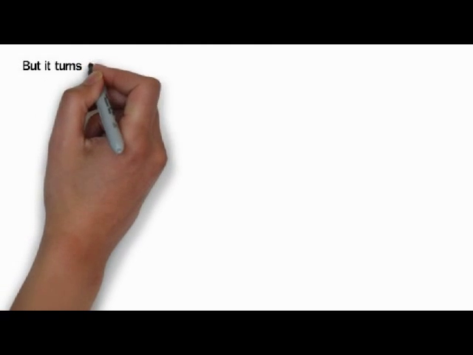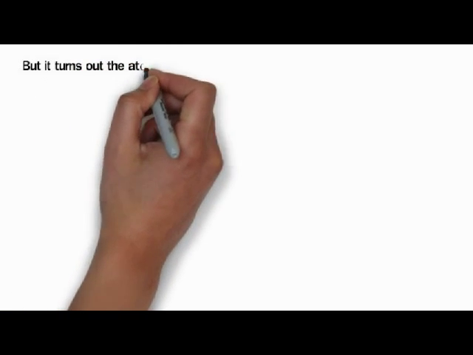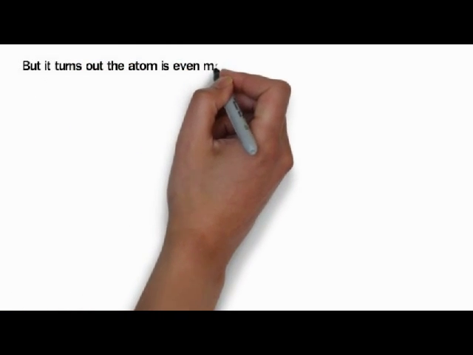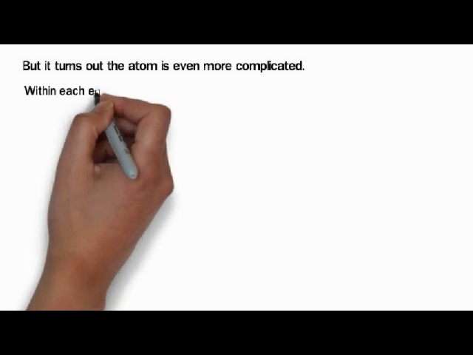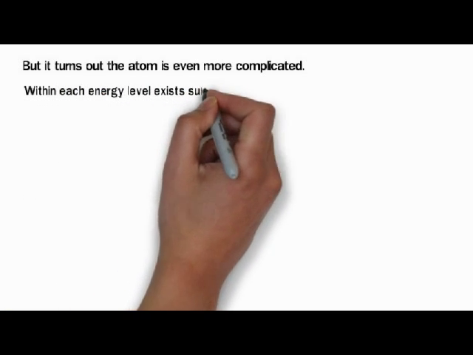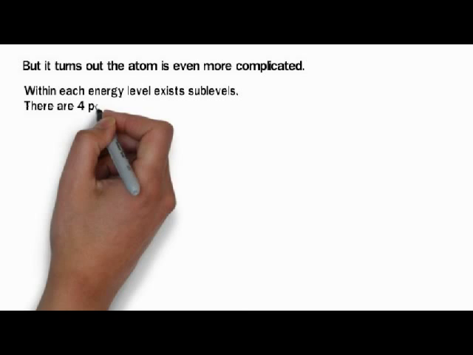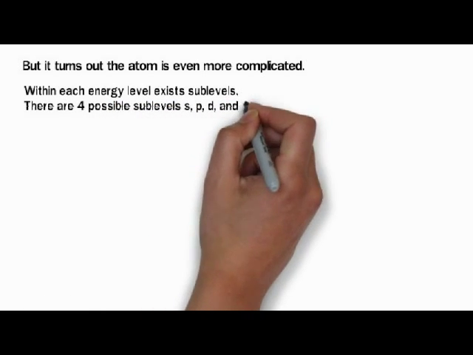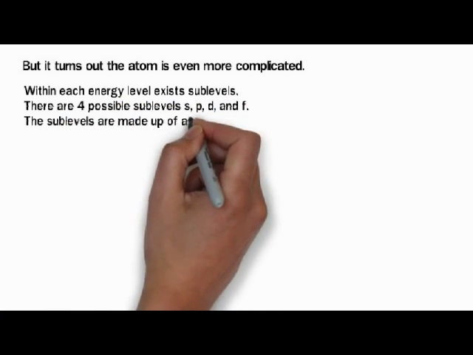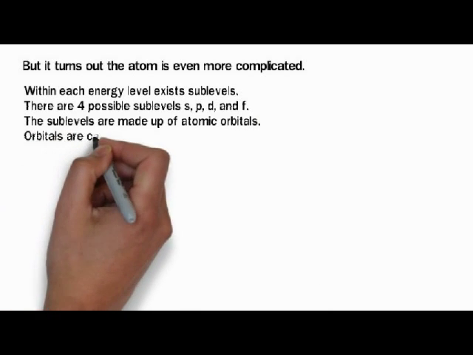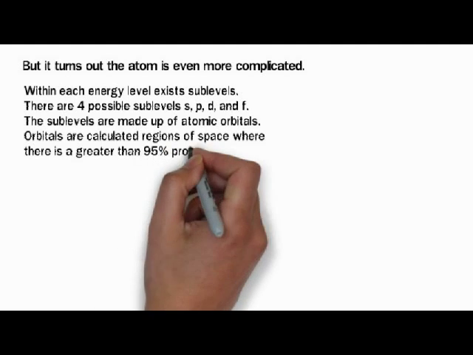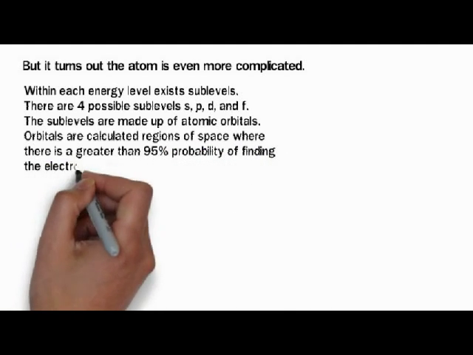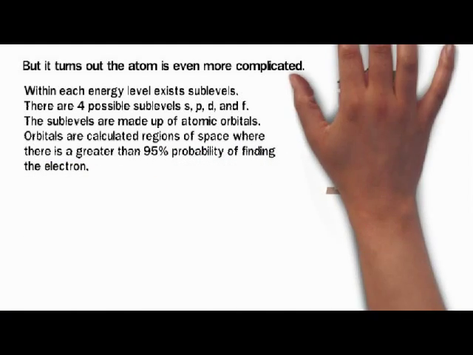This started to explain the radiation that came from the light, but it turns out the atom is even more complicated than just 7 distinct energy levels. Within each energy level, there exist sublevels. There are 4 possible sublevels, S, P, D, and F. These sublevels are made up of atomic orbitals. The orbitals are calculated regions of space where there's a greater than 95% probability of actually finding the electron.